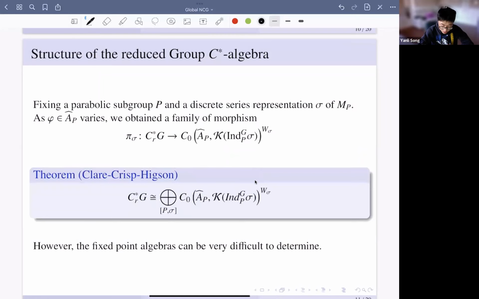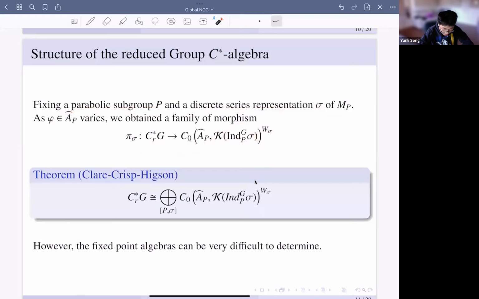Okay, so with the description of the temporal dual of G, we can know better the structure of the reduced group C*-algebra. Fix a parabolic subgroup P and a discrete series representation sigma. As phi varies, we can get a family of morphisms from the group C*-algebra of G to this one. This varies by AP hat, and this is the parabolic induced representation. This K means the compact operators on this G representation, and we take the W sigma invariant part.